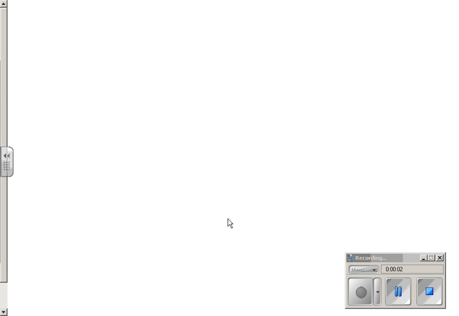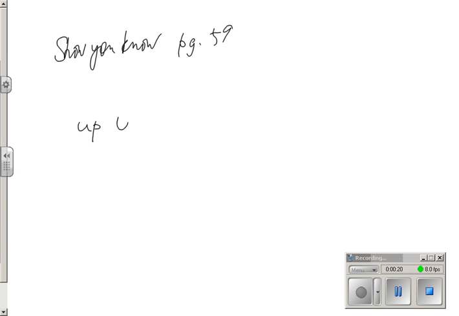Okay, some people asked for some help with the show you know on page 59. It says a hot air balloon climbed 0.8 meters per second for 10 seconds. So it went up 0.8 meters per second for a total of 10 seconds. That means that it went up less than a meter per second, right?